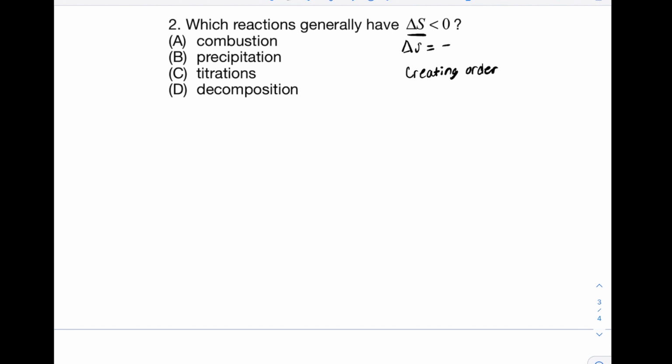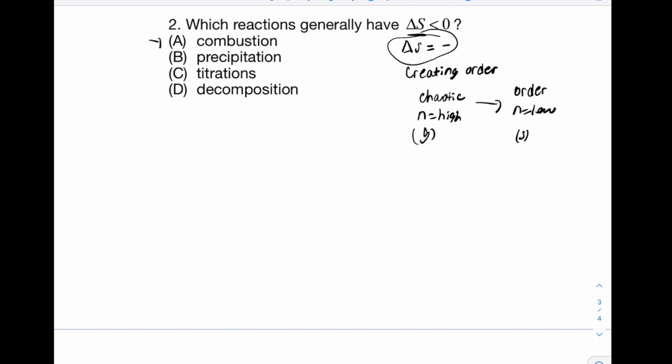Okay, so we have something that's chaotic, maybe many particles. Maybe it's a gas, and then that's going to react to form something that's ordered or not chaotic. And so N would be low, for example, or something like a solid, a solid state. So we want to look for creating order.